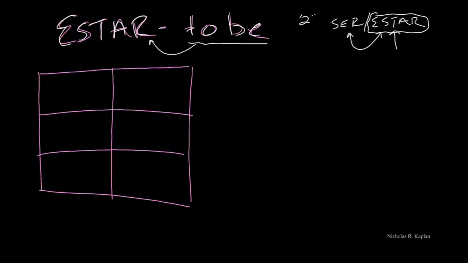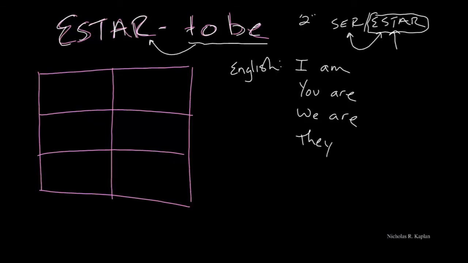And if we think back to our days in English class, maybe like 7th or 8th grade, you had to memorize stuff like am, is, are, was, were, been. Well, that's the verb to be. And what does it sound like in English? It sounds like I am, you are, we are, they are. Or we could invert it and make questions out of it.